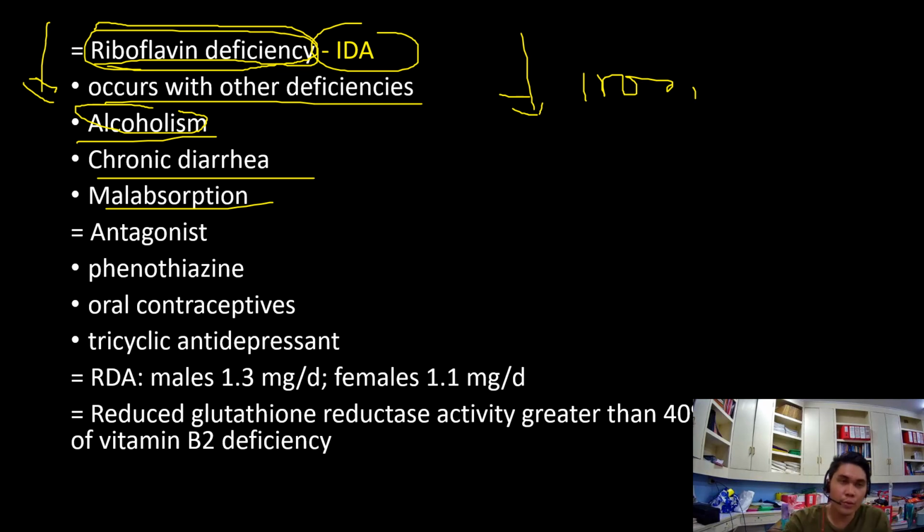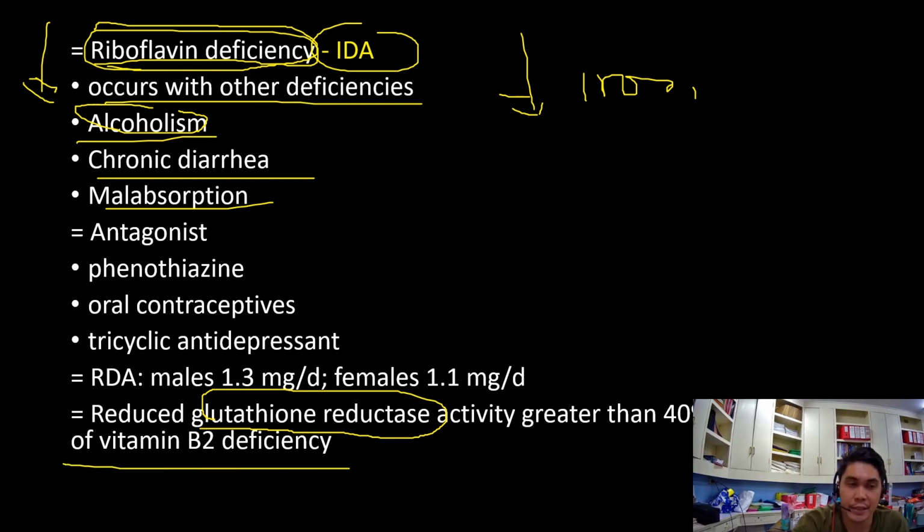Then to determine riboflavin deficiency, you need to measure glutathione reductase activity. So, reduced glutathione reductase activity greater than 40%, that is an indicator of vitamin B2 deficiency. So, if you have decreased glutathione reductase activity, that's an indication of vitamin B2 deficiency. So, this is the test to determine whether there is B2 deficiency. For B1, it's erythrocyte transketolase. Okay.